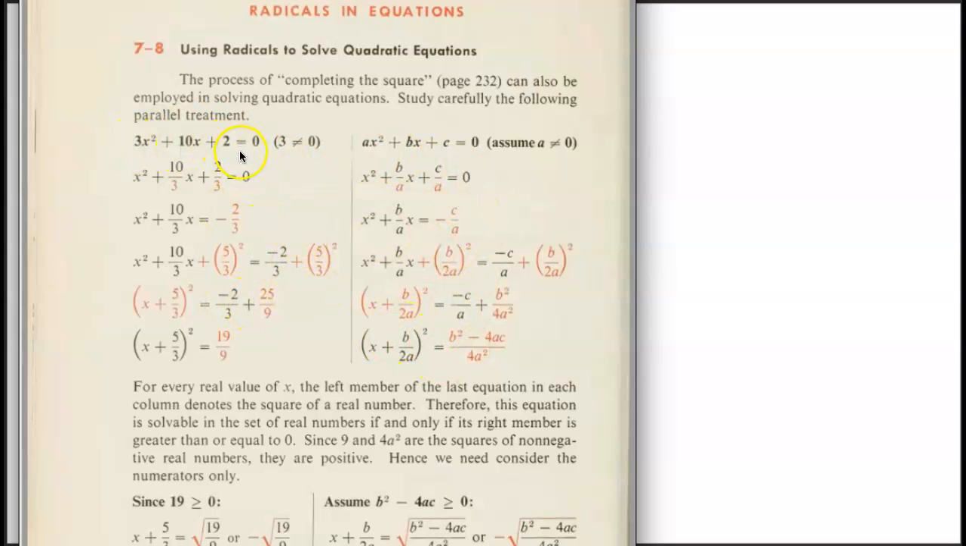Okay, so on the left is we could say a practical example. On the right is the general case that we could use. All right, so here we have 3x squared plus 10x plus 2 equals 0. And this is a circumstance where we are unable to factor 3x squared plus 10x plus 2. So we're unable to factor that with integers.